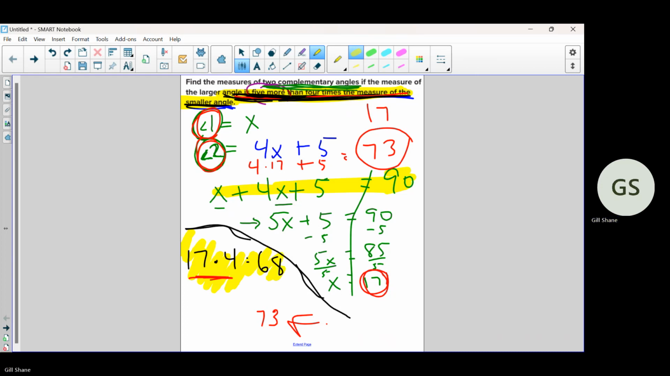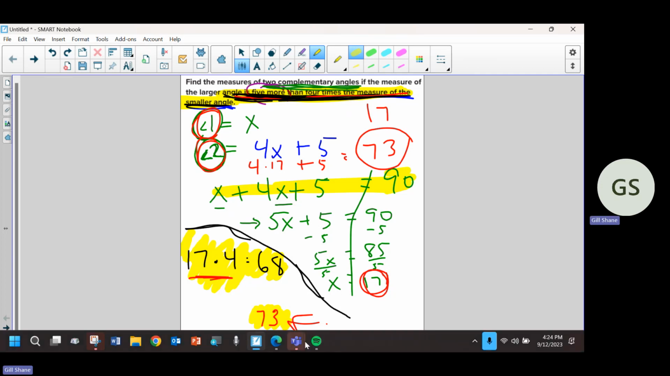Like this is 4 times the smaller angle, so we got 68. Now we just say, okay, well, is the bigger angle, which we calculated out to be 73, is that bigger angle 5 more than 4 times the smaller angle? Yes, it is.